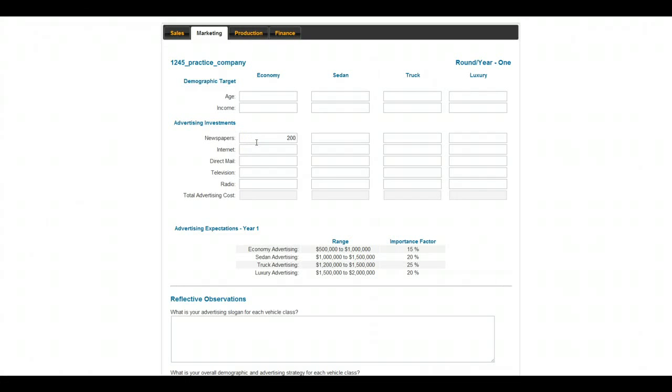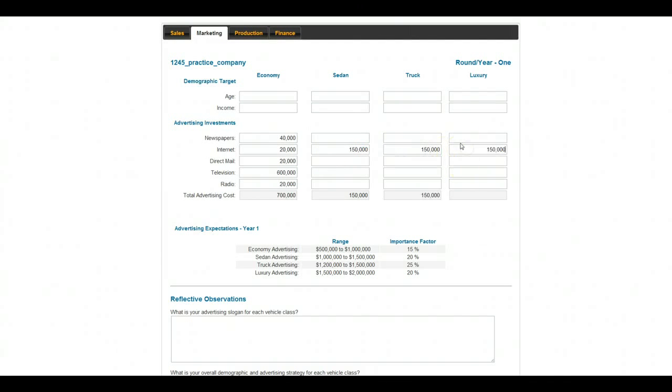So maybe I'll put 20,000. Maybe I'll put 40,000 here. Spend 100,000, and then I'll put 600,000 here because television is the most effective. That looks weird. Okay. And then now I see that the sedans have a little bit bigger budget, and I would have to come up with a strategy for that.